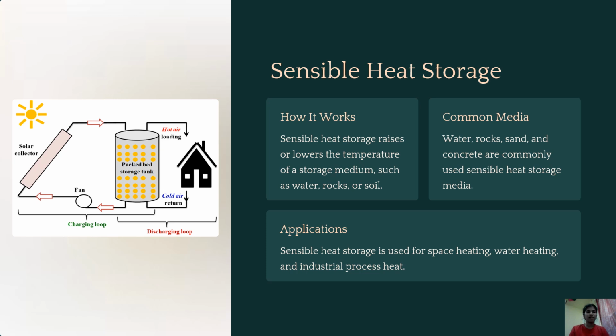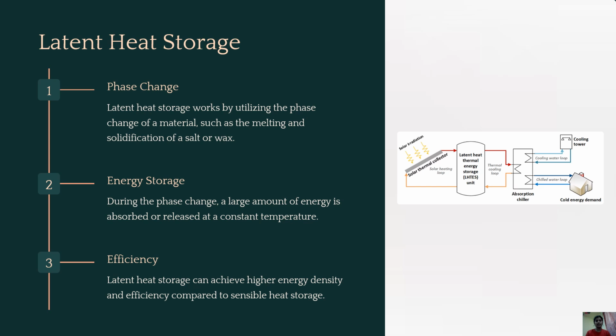As you can see in the figure, it shows how sensible heat storage works, where the cold air comes from the home in return, and there's hot air loading into the home, and the cycle follows. There are two cycles: the charging loop and the discharging loop. In the charging loop there is a solar collector, a fan, and a packed bed storage tank in which the energy is stored. So this is the process, basically the cycle, in which it takes place.